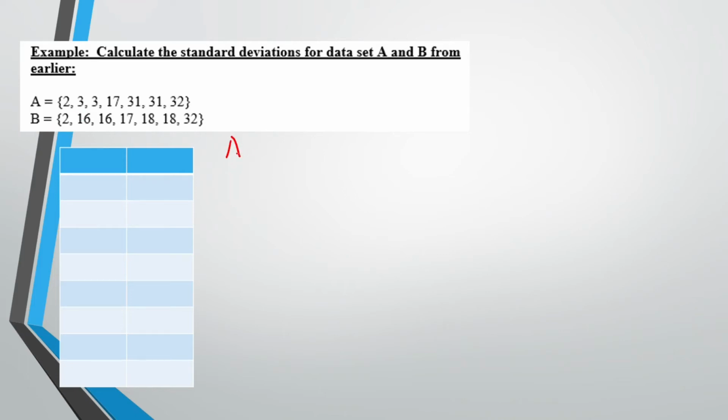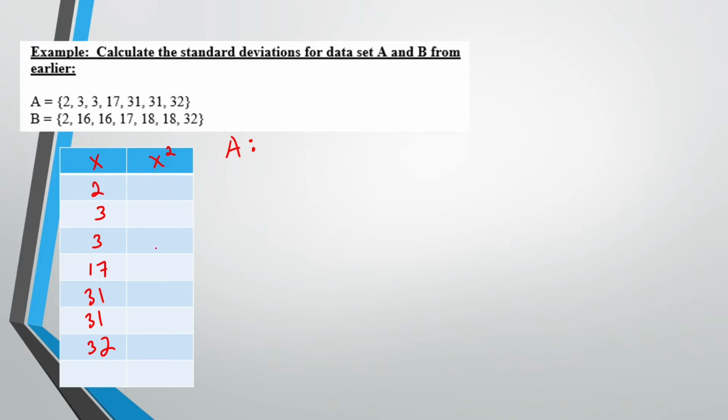We'll try set A first. In set A, we'll make two columns. I'm going to use method 2 because I think it's a little bit easier. We'll have a column for x and another column for x squared. We'll put our values 2, 3, 3, 17, 31, 31, 32.